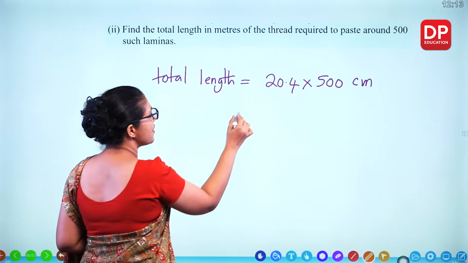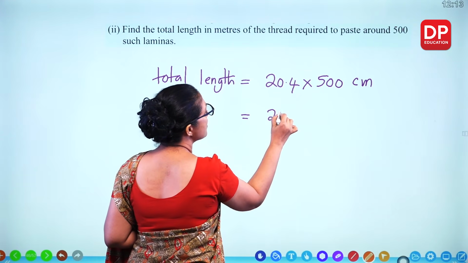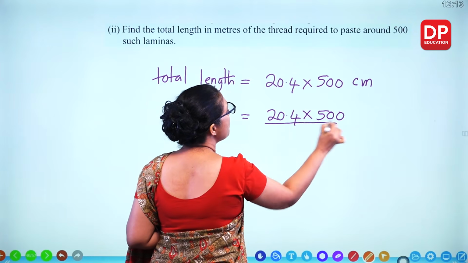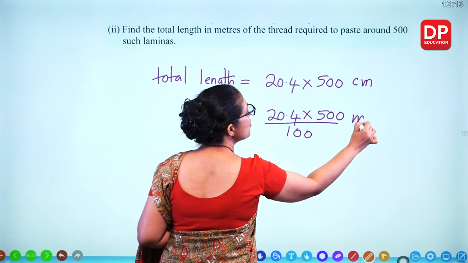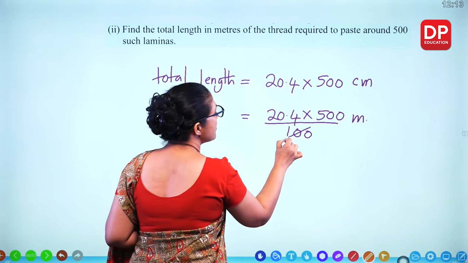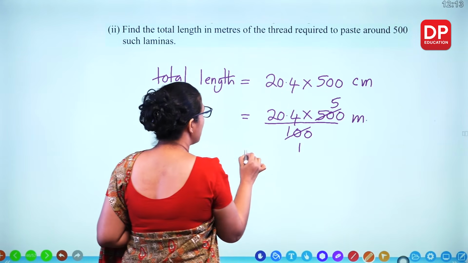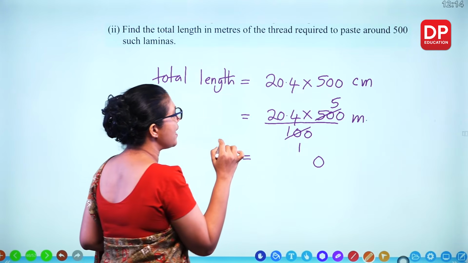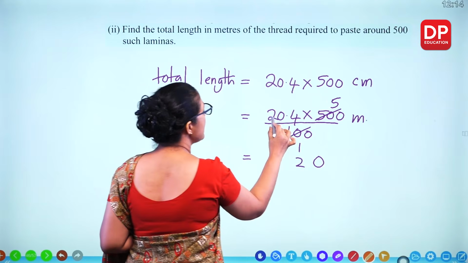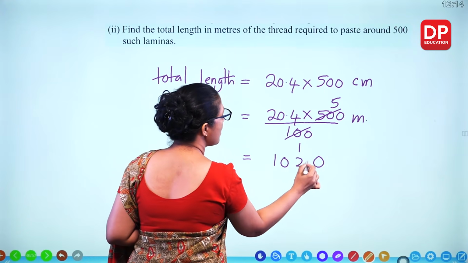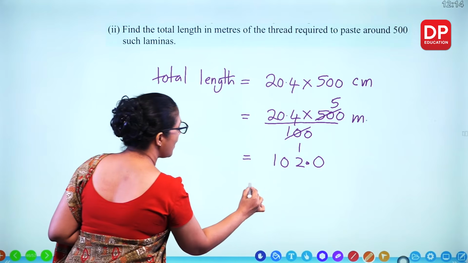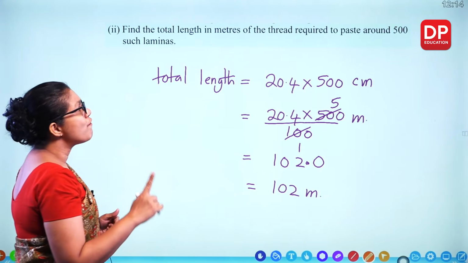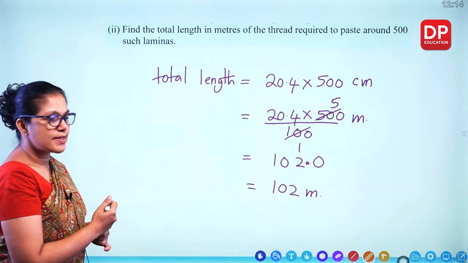Divide by 100. So when you divide this by 100, so 20.4 into 500 divided by 100, you can convert to meters. So here 100 times 1, here 5. 20.4 into 5. 5 times 4, 20, 2 remaining. So here 2, 5 times 2, 10. So 1 decimal place you keep. So what's the final answer? 102 meters. This is for 500 such laminas.